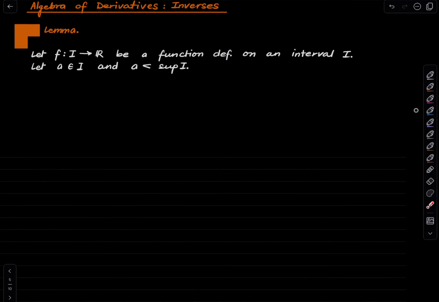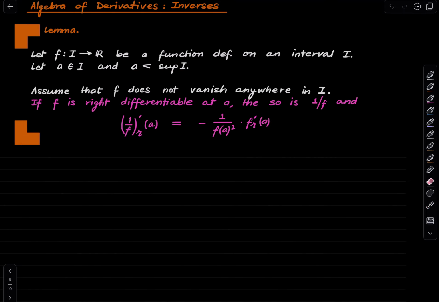Now for the inverses. So fix a function f defined on an interval, and let a be a point in the interval which is not the right boundary point, and also assume that f does not vanish anywhere in its domain, so that the reciprocal function is well defined. So we claim that if f is right differentiable at a, then the reciprocal function is also right differentiable at a, and its derivative at the point a can be calculated via this formula.